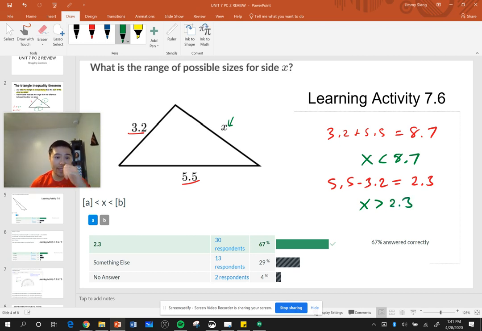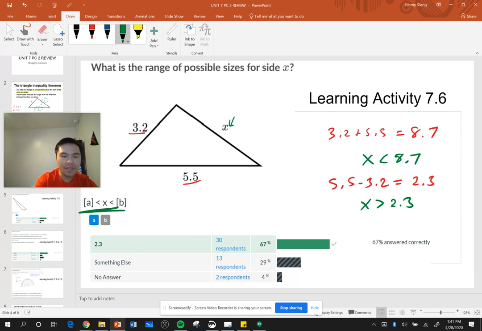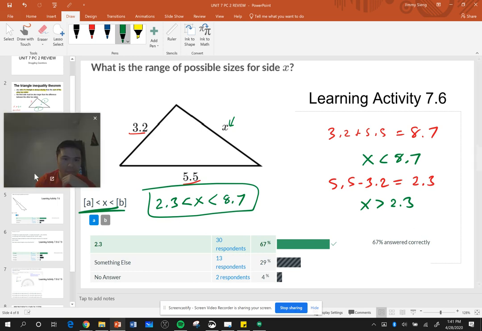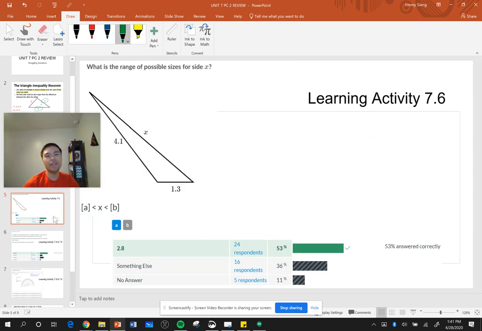So I know that x also has to be bigger than 2.3. So if I was to write this out using this notation right here, I can see that x has to be bigger than 2.3. So 2.3 is going to be that a value. But it can't go past 8.7, or x has to be below 8.7. So that's my solution there. So you can try this again. If you pause the video, you can try this yourself, but I'll just keep going.